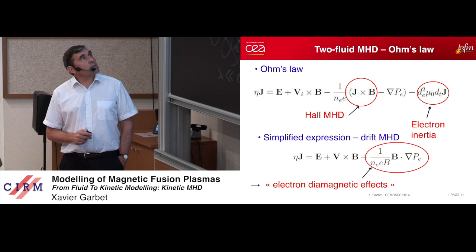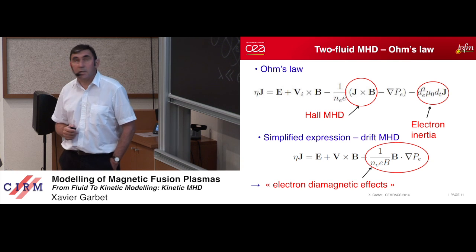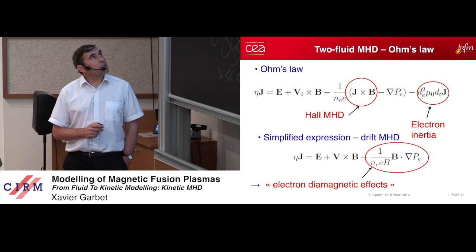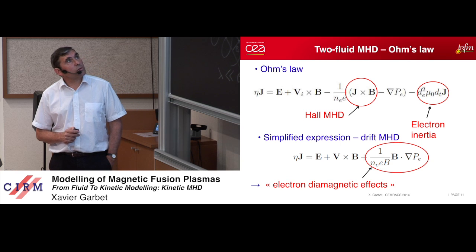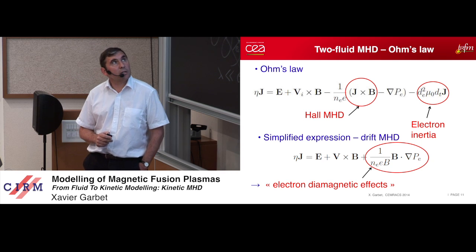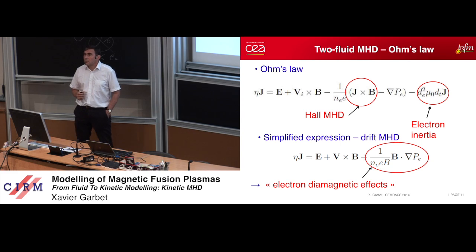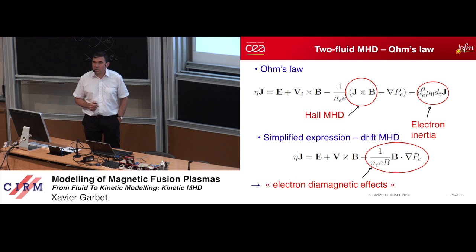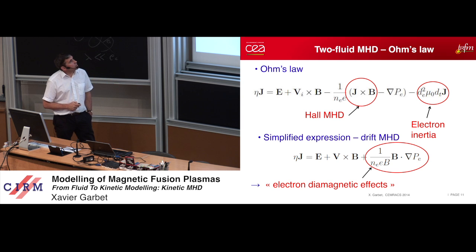So it starts as before, that is eta J. Eta is, I remind you, the resistivity, equals the electric field, the Lorentz force, V cross B. And then there is a new term here, which is the so-called Hall MHD term, and actually plays an important role for reconnection, and we'll see actually an example. Electron pressure gradient, and a term here which is the electron inertia.